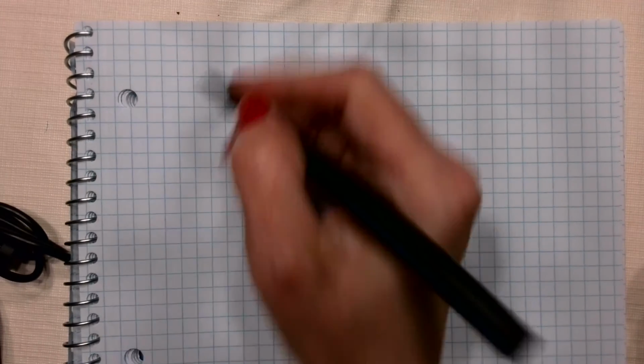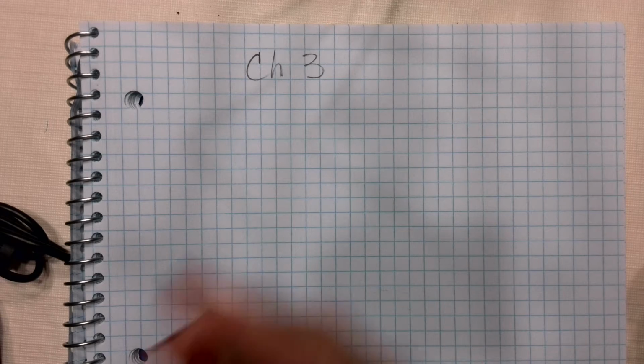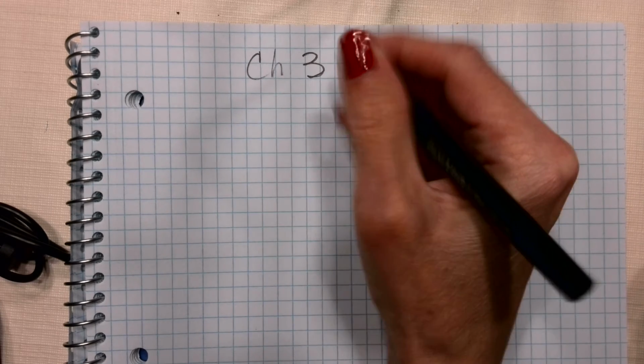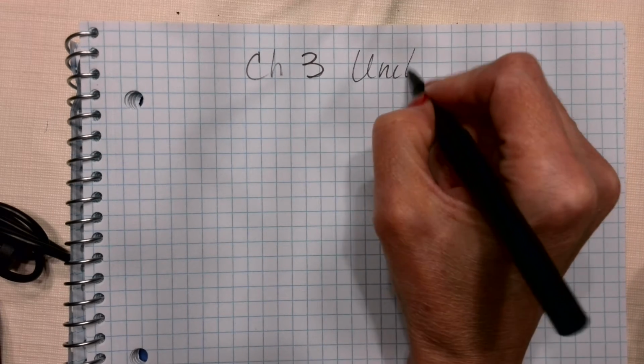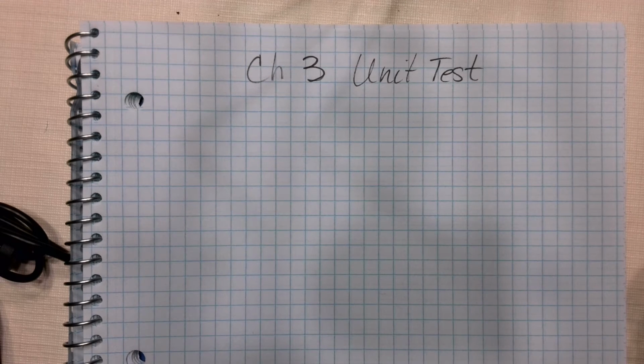All right, we're going to go ahead and do a review for the Chapter 3 unit test. So we're reviewing for our Chapter 3 unit test. Okay, so first thing we're going to do is talk about like terms.